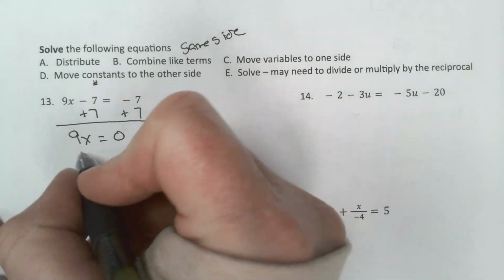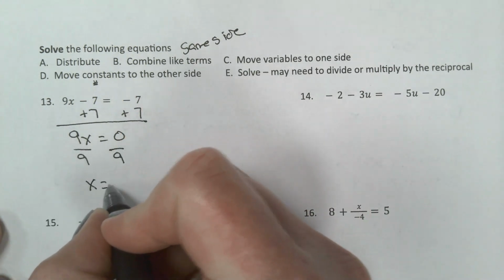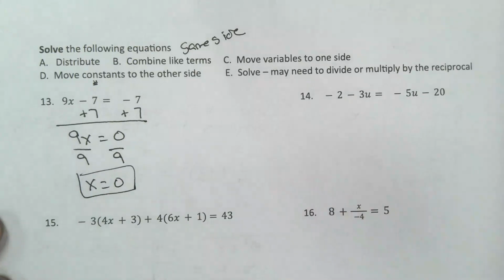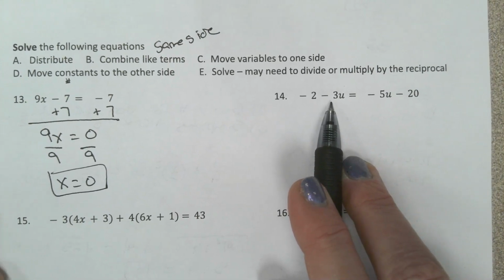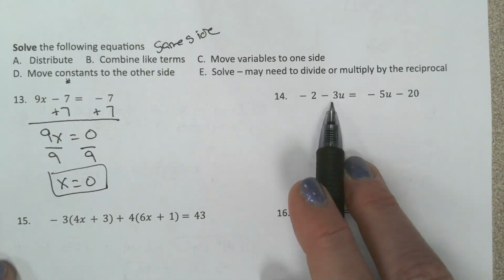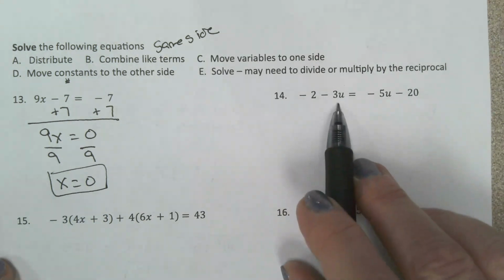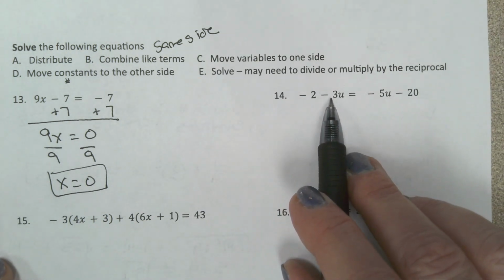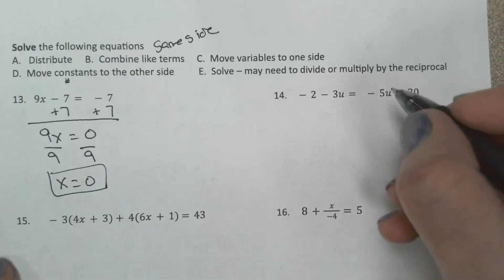9x is multiplication. I'm going to divide both sides by 9 to get the variable by itself. And 0 divided by anything equals 0. All right, so here on 14 I have letters and numbers on both sides. So it says move the variables to one side. So your choices are to go plus 3u to both sides, or you can go plus 5u to both sides.